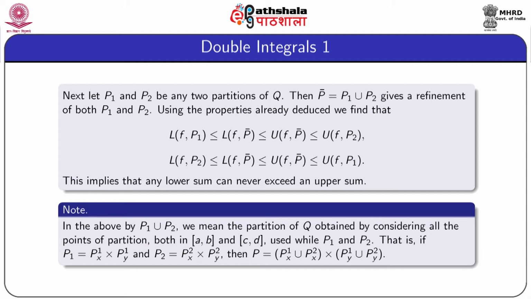In the above, by the symbol P1 union P2, we mean the partition of Q obtained by considering all the points of partition both in [a,b] and [c,d] used in P1 and P2. That is, if P1 is Px1 times Py1 and P2 is Px2 times Py2, then P is Px1 union Px2 times Py1 union Py2.